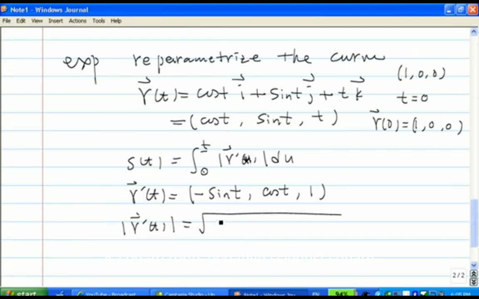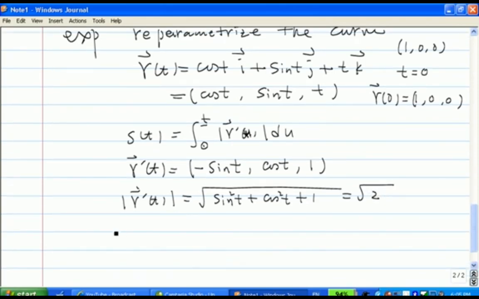Is square root of negative sine t squared plus cosine t squared, then plus 1. Sine squared t plus cosine squared t gives you 1, so the total is square root of 2. So s and t, they are related this way.